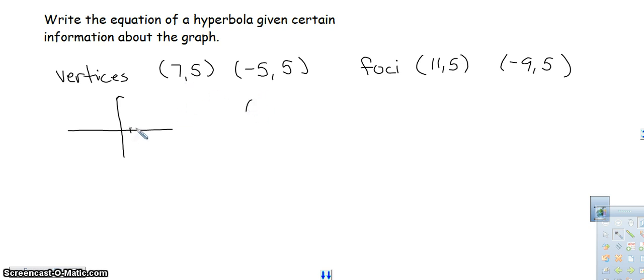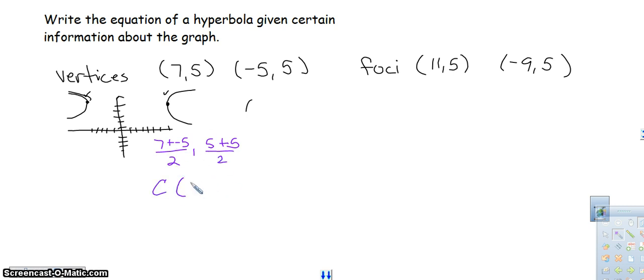I know that if I graph these, there's 7, 5 and negative 5, 5. If those are my vertices, my hyperbola is going something like this. That doesn't tell me the center, but I can find it. The center has to be the midpoint of those: 7 plus negative 5 over 2, and 5 plus 5 over 2. So my center is 1, 5.